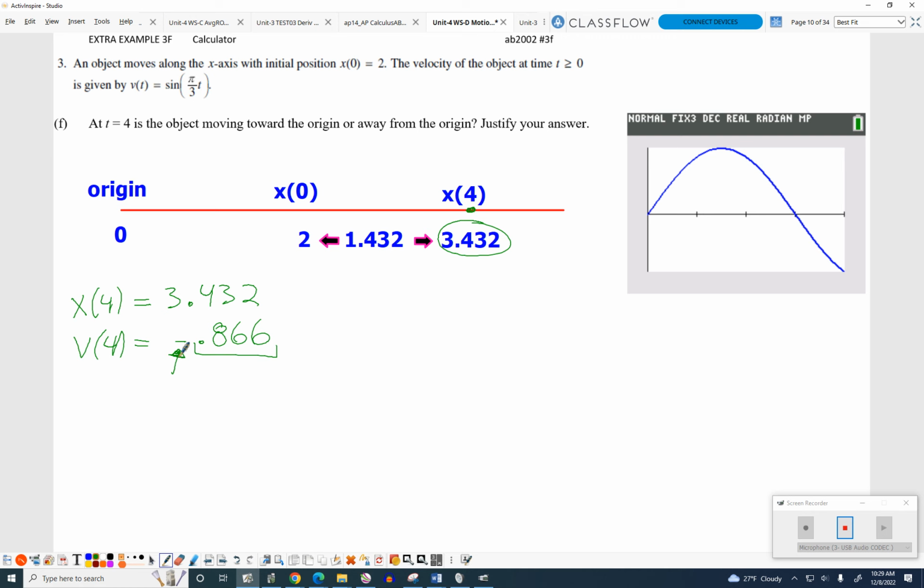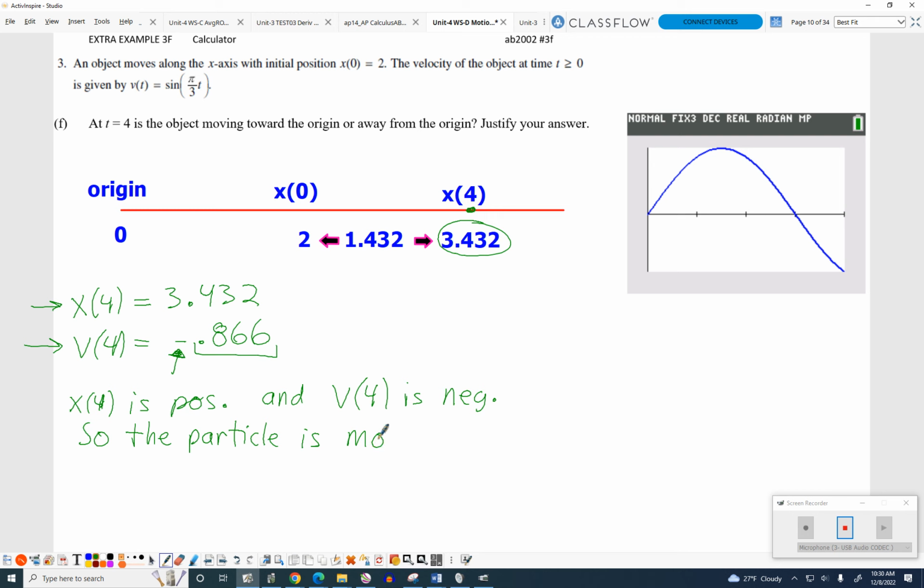Okay, it says justify your answer, so you have to have a sentence. You must show these two values, otherwise my sentence won't make any sense. Now you write: x of 4 is positive. As I said, abbreviation there is legal. And v of 4 is negative. So the particle is moving towards the origin.